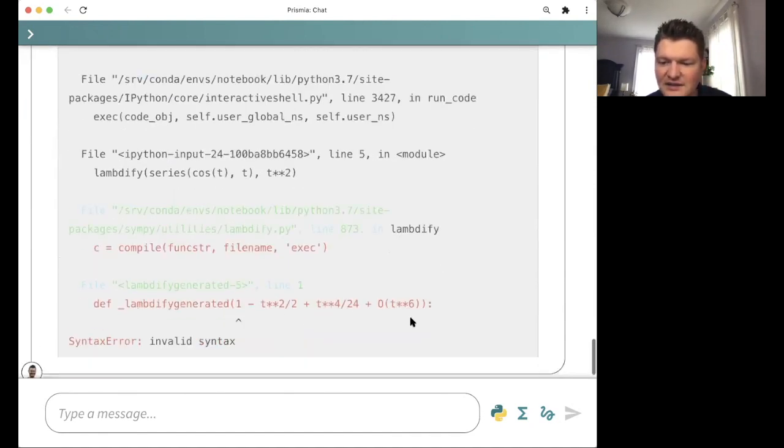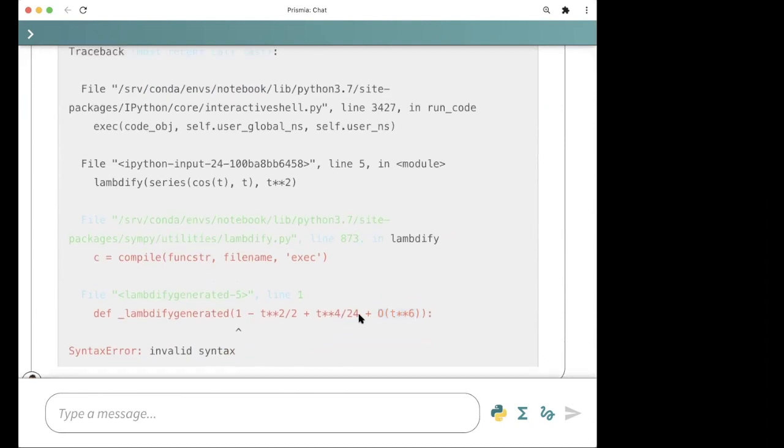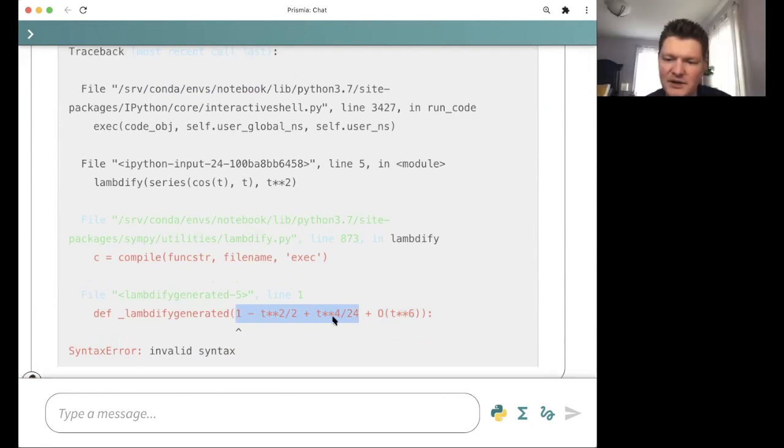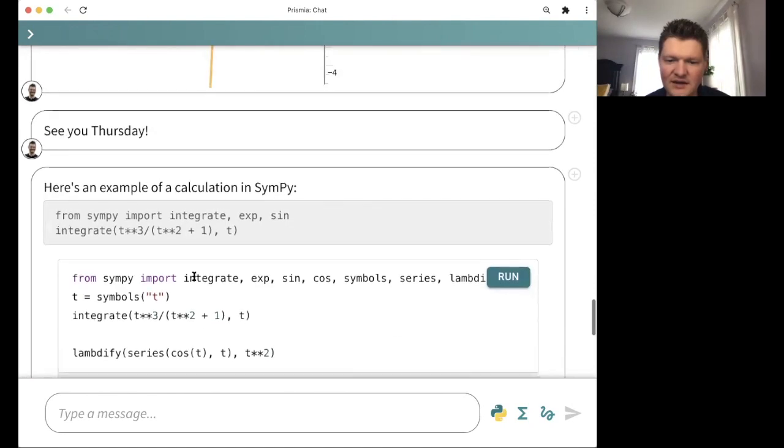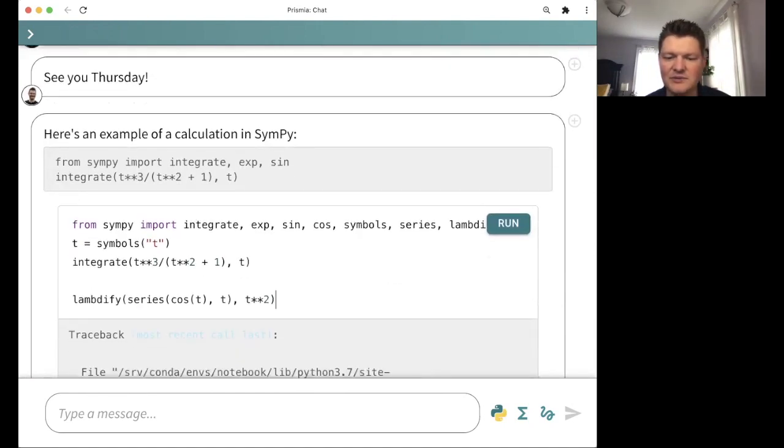Oh, you know what? It doesn't like this O expression that comes out when you call series. So somehow we have to find a way to clip off this first 3. There must be an easy way to discard this. But anyway, you'll do that. You'll call lambdify to create an actual function, and then you can plot that function, or you can apply that function.